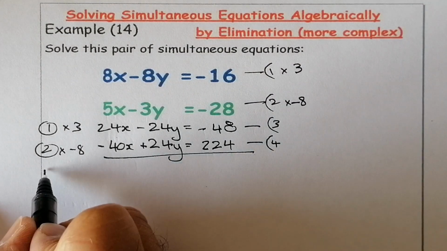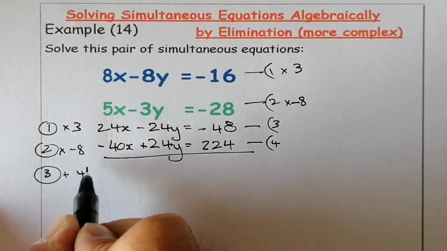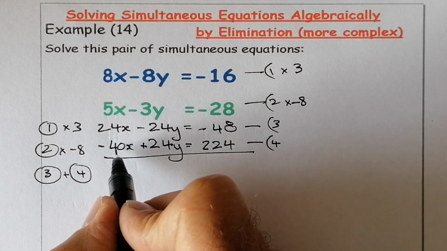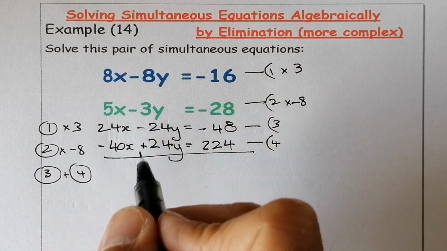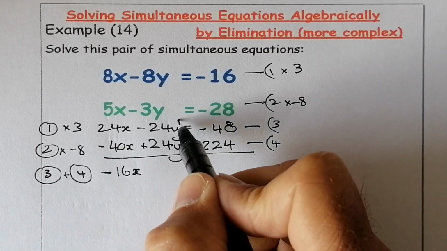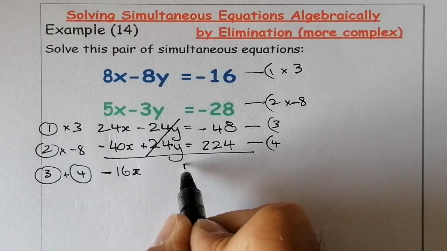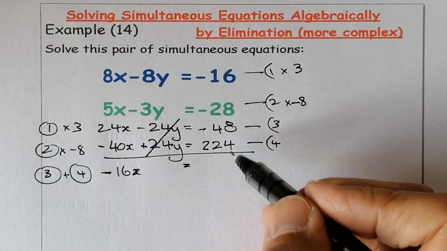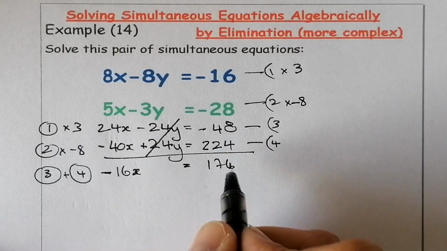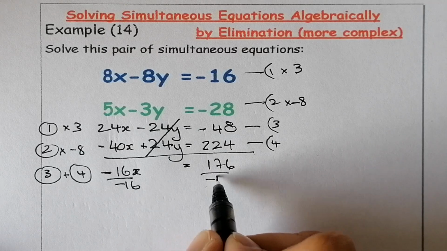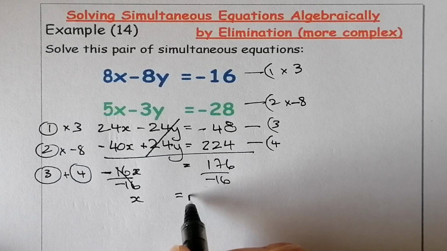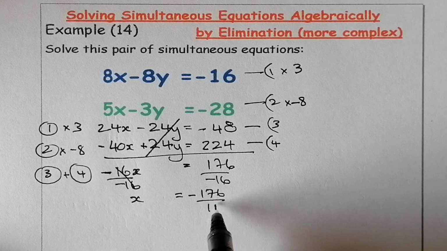I'm going to add these two together. So that was my equation 3, my new one, plus my new equation number 4. And I'm going to add them together. So 24 plus negative 40. So that's going to take me to a negative answer. So that's going to be negative 16. It's going to be there. Remember, these are going to eliminate when I add them together. And what I've got here is I've got negative 48 plus 224, so that'll give me 176. Okay. What I'll then do is I'll divide both sides by negative 16. And what that should leave me with is x is equal to a negative answer, 176 over 16.